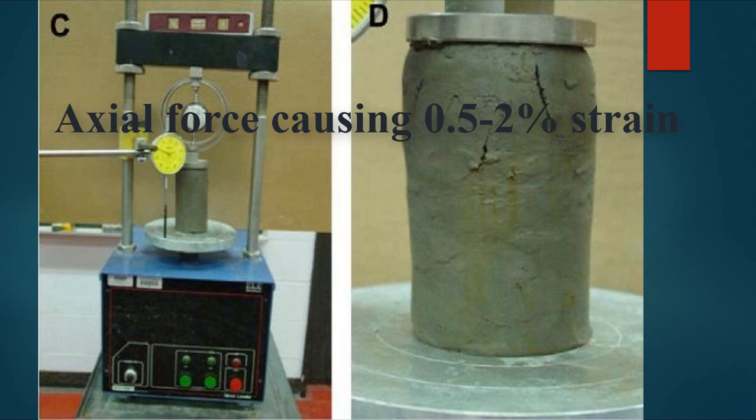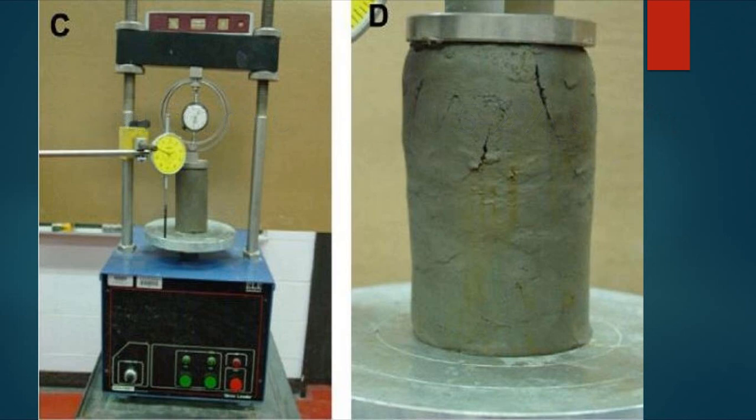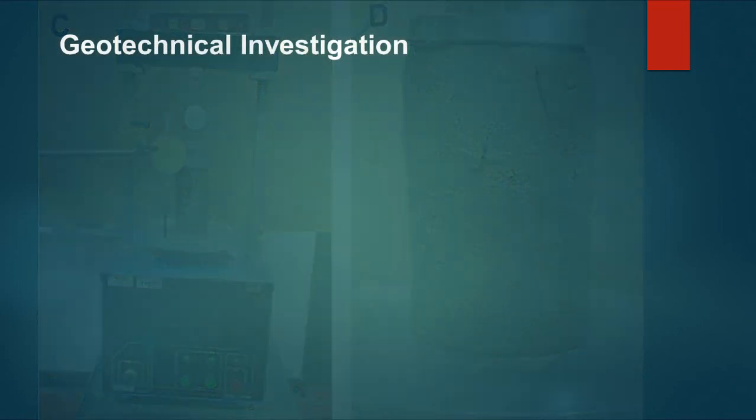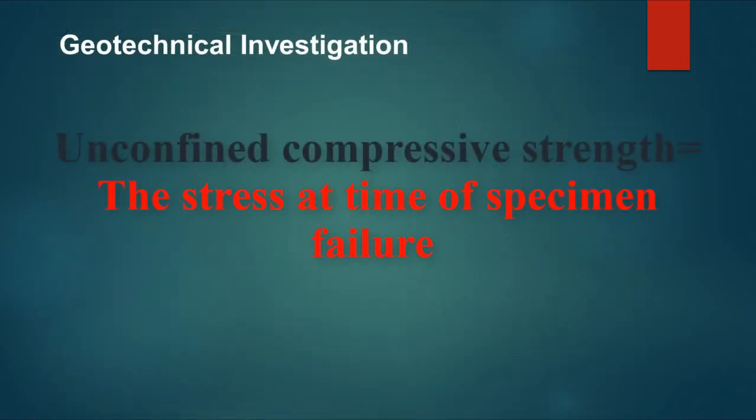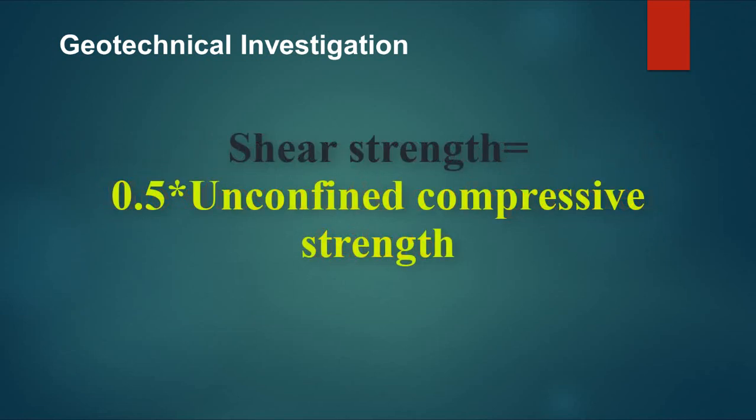The rate of strain should be such that the specimen will fail in less than 15 minutes. The loading should carry on until the load value decreases with increasing strain, or until the strain is 15%. The unconfined compressive strength is the compressive stress at failure. The shear strength is half of the unconfined compressive strength.